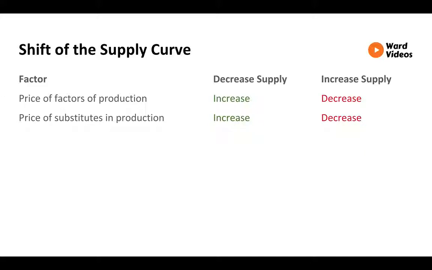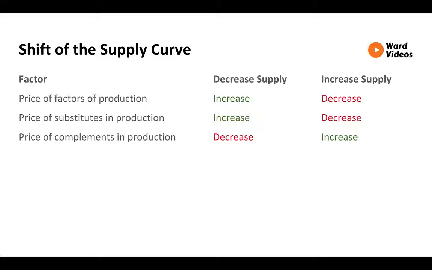Prices of substitutes in production. What can firms produce instead? If a firm can switch to something that is increasing in value, then they'll want to make that instead. So if a substitute in production, e.g. apples are selling higher, firms will switch to that and supply will decrease for bananas. But if the price of apples decreases, firms will switch back to a more profitable bananas, so supply will increase.